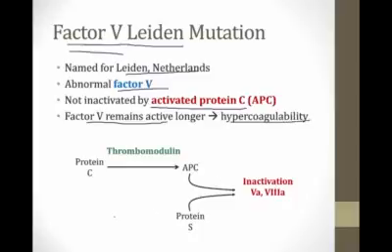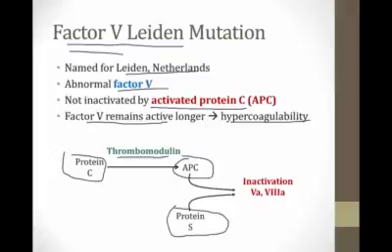As a reminder, I've shown you at the bottom of the slide how protein C inactivates factor V. Protein C is activated by thrombomodulin to become activated protein C. It picks up protein S as a cofactor and then inactivates factor Va and factor VIIIa. In patients with the factor V Leiden mutation, the inactivation of factor V by activated protein C is inefficient.